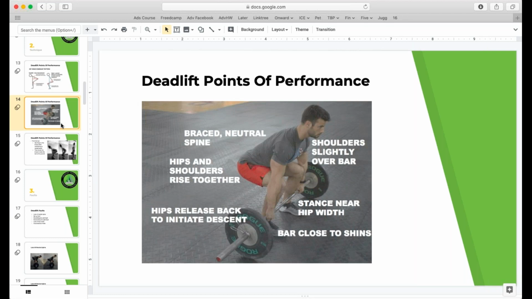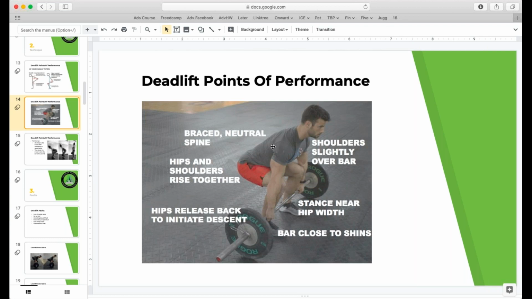Their low back muscles are actively trying to hold them in position versus relying on passive structures, versus just hanging out on their ligaments. So we cue brace neutral spine. In that setup position, if we were looking right from the side of the bar and drew a line straight up, we would see the shoulders slightly over the bar. So we'd probably see the bar sitting right at about Mitch's armpit level there.